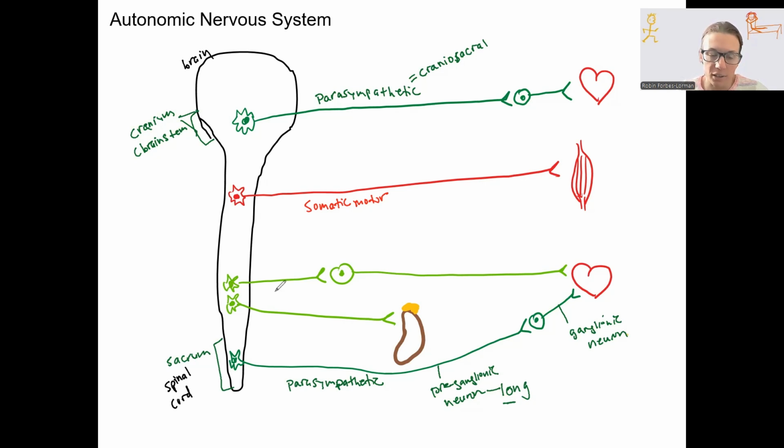The green lines here, this is then the sympathetic. It's located basically in the thoracic and lumbar regions. And for that reason, it's also called the thoracolumbar division. The ganglia are closer to the spinal cord. So this is a short preganglionic neuron.